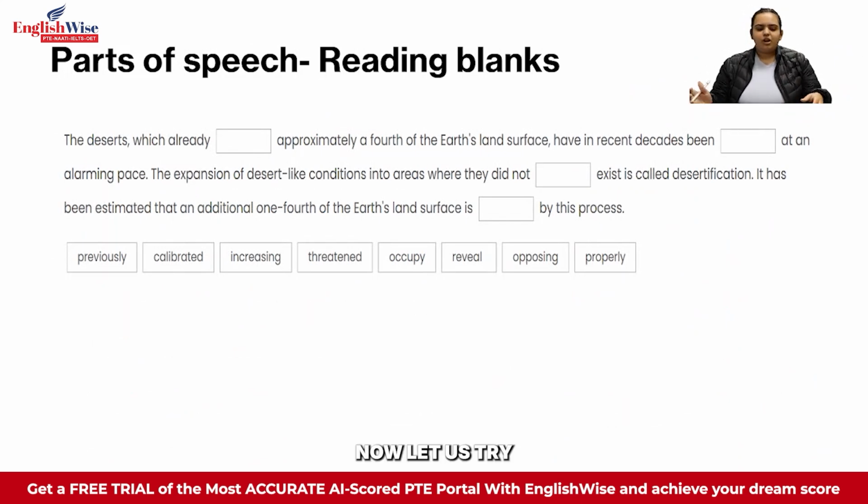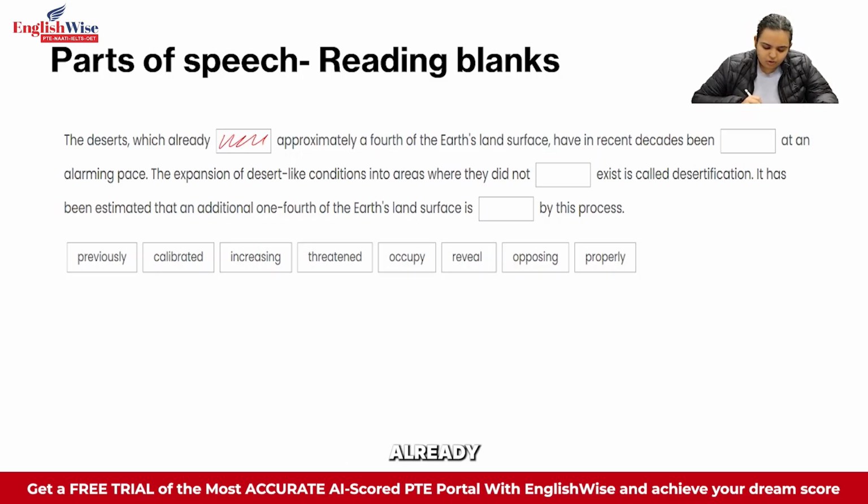Now let us try and solve a real life question over here. I have got an actual question from the PTE section itself. This is for your reading fill in the blanks. Now let us start using the technique that we have learned so far on these blanks. The deserts which already dash approximately a fourth of the Earth's land surface have in recent decades been dashed at an alarming pace.